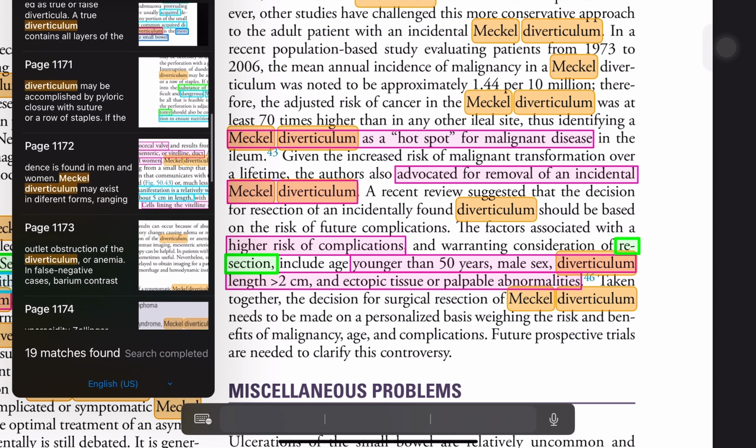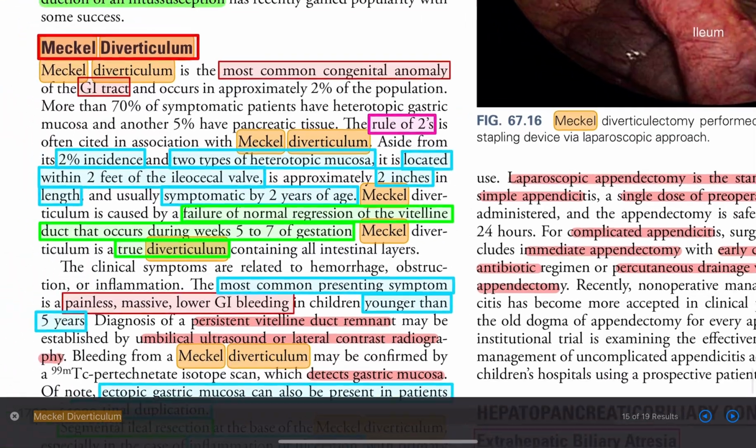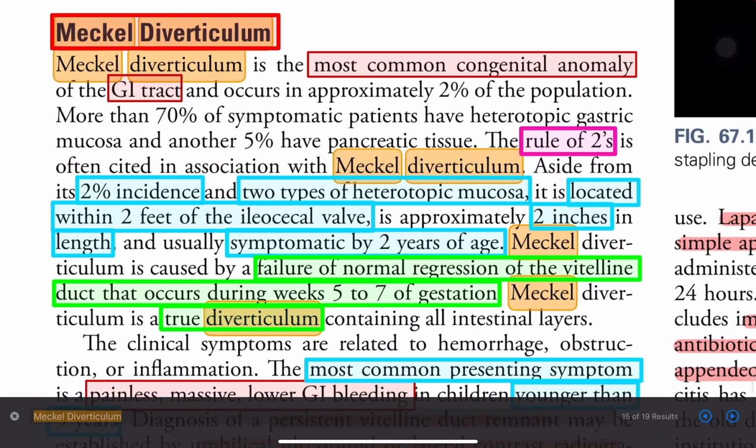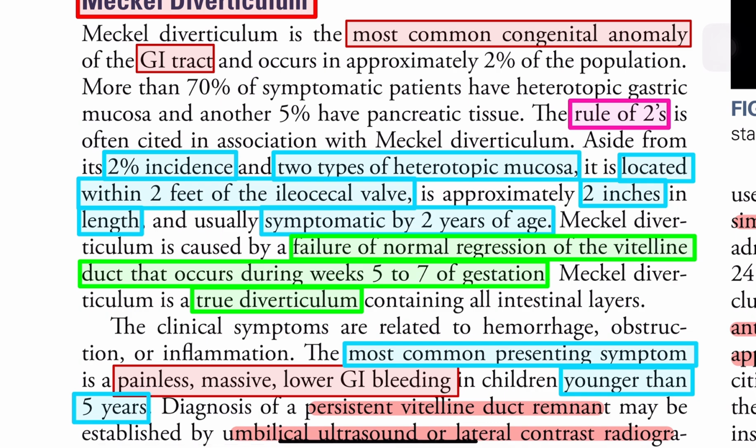There are a few more points on Meckel's given in some other part of Sabiston. Okay, so I told you Meckel's diverticulum is the most common congenital anomaly of the GI tract. And we have to see the most important, the rule of 2. So the rule of 2 is: 2% incidence, 2 types of heterotopic mucosa, actually 3, but as a rule of 2 you can remember 2 types, located within 2 feet of the ileocecal valve, that is 60 centimeter, and 2-inch length, that is 5 centimeter in length. Okay, and symptomatic by 2 years of age.